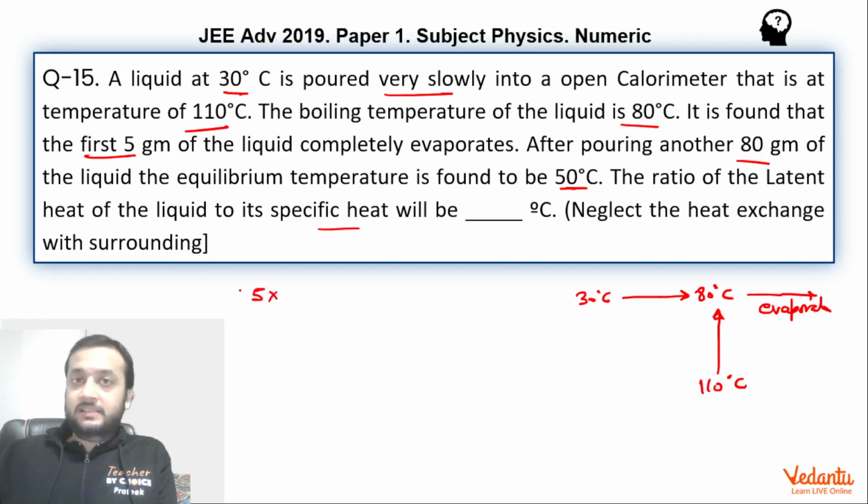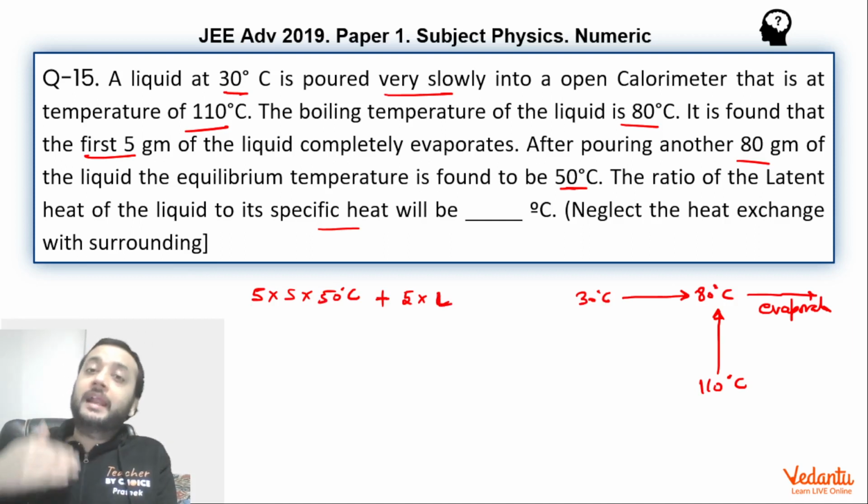Hence how much heat would have been accepted? m into s into delta t. Delta t is 80 minus 30, which is 50 degrees Celsius. Here s is the specific heat capacity of the liquid. So this is the heat it has accepted while coming from 30 to 80, plus it will accept some more heat so that it evaporates, which can be written as mL. So 5 into L, where L is the latent heat of the liquid. So this is the total heat accepted by the liquid in coming from 30 to 80 and then finally evaporating.